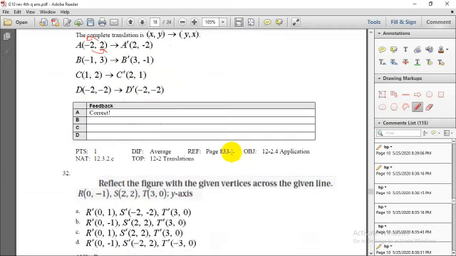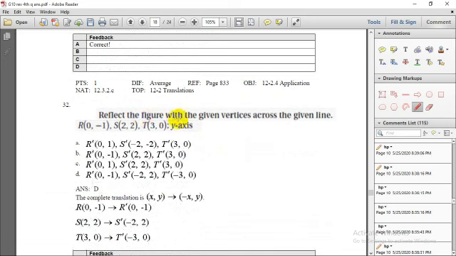Very good. Here, reflect the figure with the given vertices across the y-axis. Y-axis means I'm going to keep the y and change the x. So negative x and y. This is my rule, negative x and y. Very good. Let's take each point and reflect it.